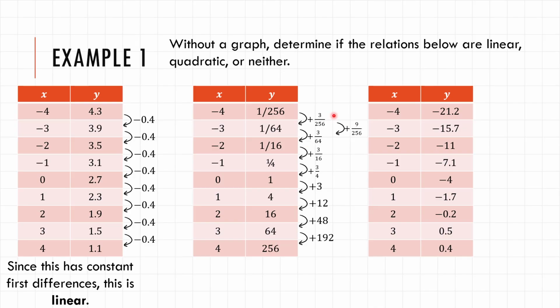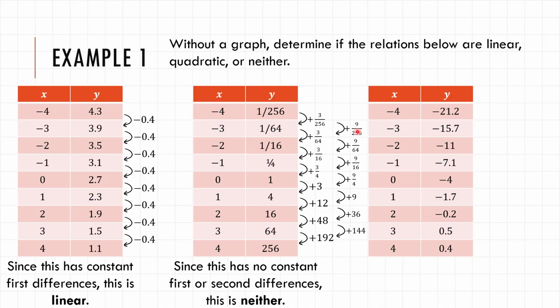If I were to check out the second differences, it gets almost even harder here. We have to add 9/256ths and then 9/64ths to get from 3/64ths to 3/16ths. And you can see already these are not the same number. If we were to continue this pattern, we would see that there might be a pattern for the second differences, but they're not constant. They are not exactly the same number. And because this relation does not have constant first differences or constant second differences, it's not going to be linear, and it's not going to be quadratic either. This is neither.